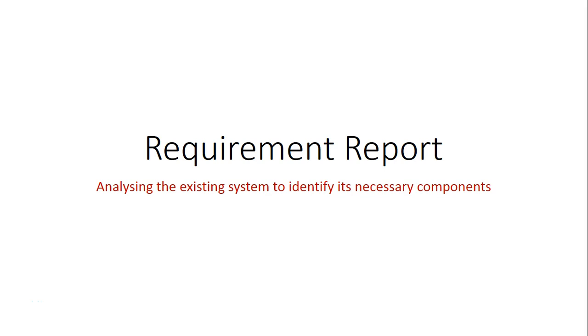We're now going to take a look at a requirement report. A requirement report is done at the beginning of a project, and what it's used for is analyzing an existing system to identify its necessary components. Now, this can be done in order to basically assess whether or not we do need to develop a new system, and if so, what components do we need to bring with us into this new system?